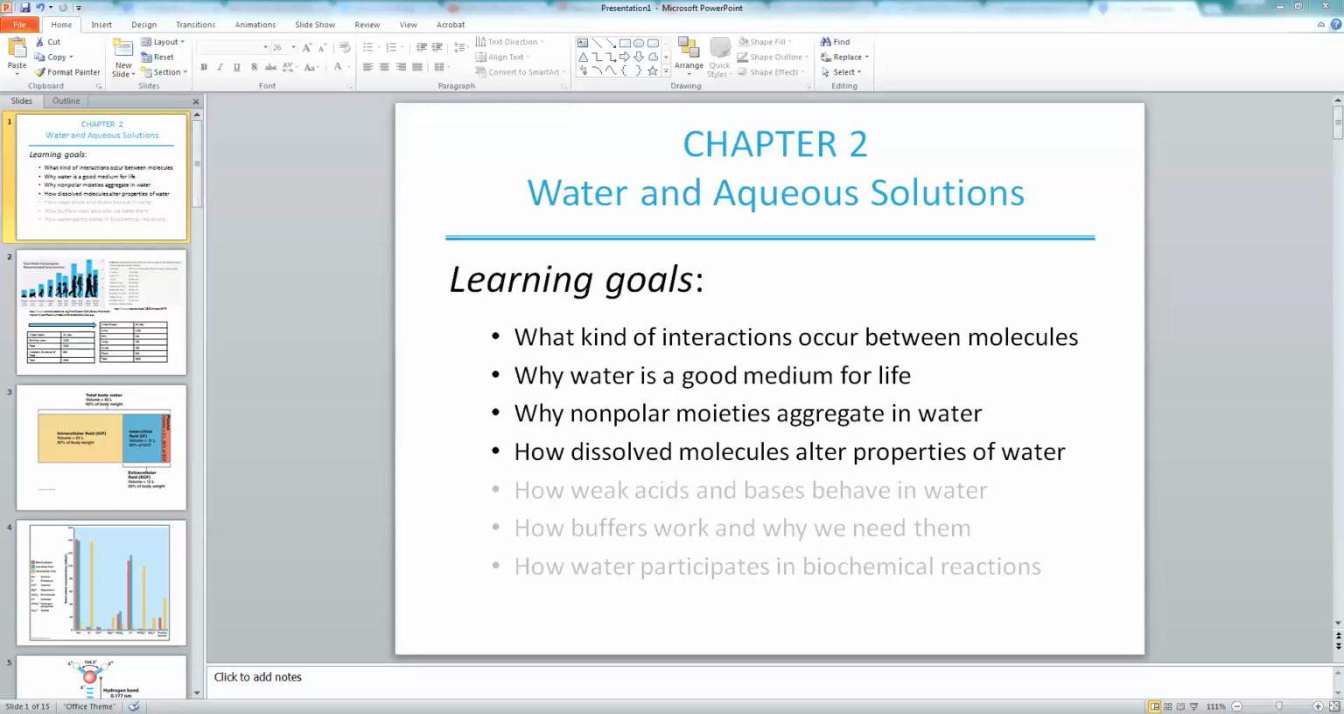And then the next time, we're going to take a look at the behavior of weak acids and bases and the way they behave in water. And then we're going to look at how buffers work and why we need them. And then we're going to examine how water participates in biochemical reactions.